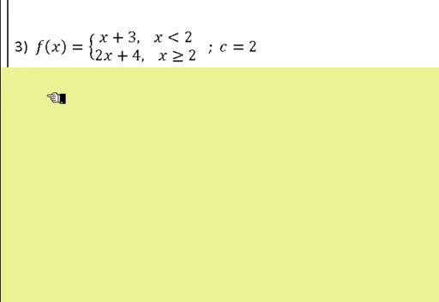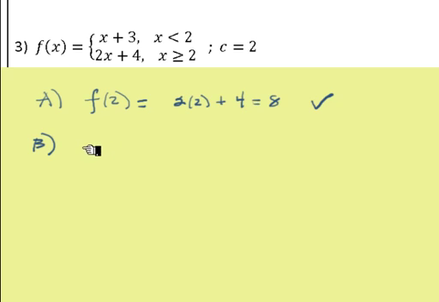Okay, let's look at number 3. So we're going to check A. Again, c equal 2, does f of 2 exist? Well, f of 2 is equal to, we use the bottom line for f of 2 because of this greater than or equal to here. F of 2 is equal to 2 times 2 plus 4, or 8. So yes, f of 2 exists.